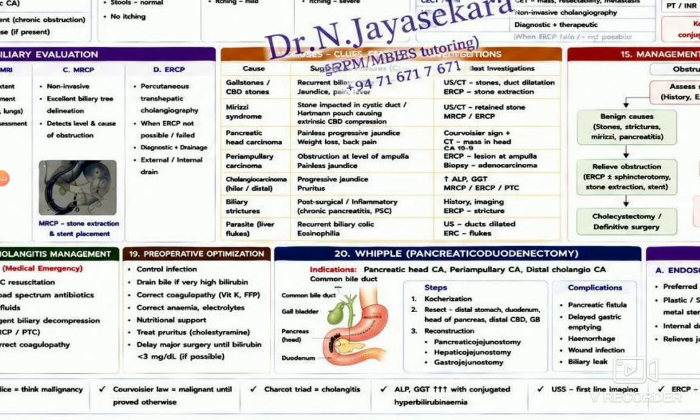Nutrition. Many malignant patients are malnourished, especially pancreatic cancer patients. Poor nutrition increases the wound complications, infections, delayed recovery. Correct the anemia and the electrolyte imbalance before the surgery. Biliary drainage before surgery. Sometimes severe jaundice requires preoperative biliary drainage. Why? Because prolonged severe obstruction increases the hepatic dysfunction, renal injury, and postoperative complications.